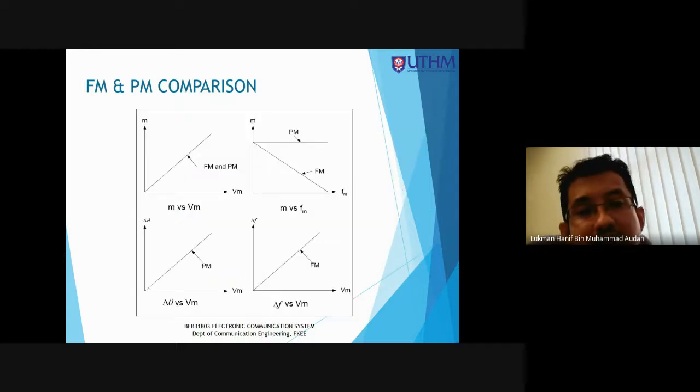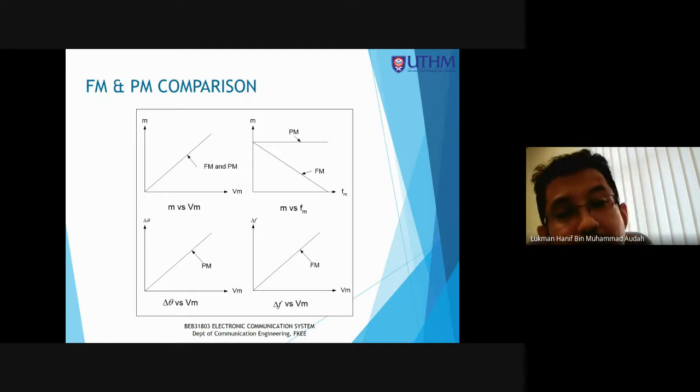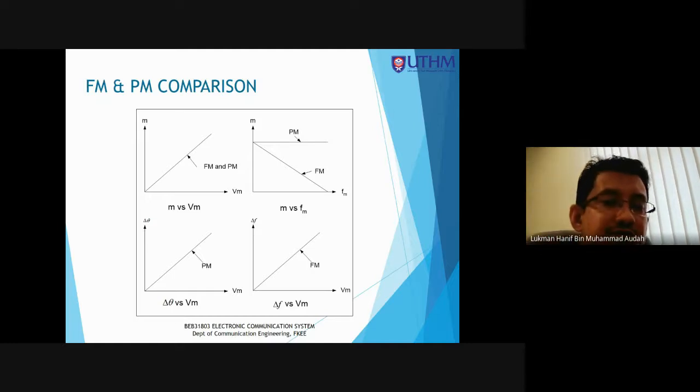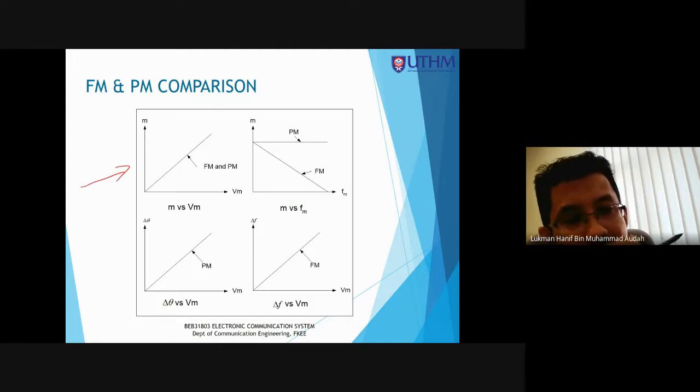Dan ini digambarkan dalam bentuk rajah yang ini. Okay, FM and PM comparison. So if you see from here, this is the figure over here.